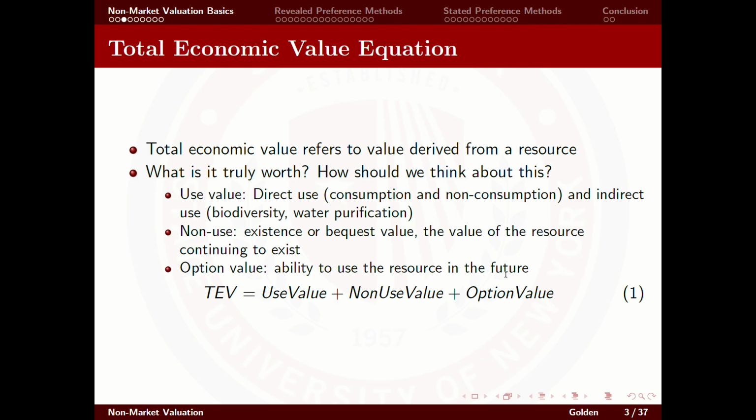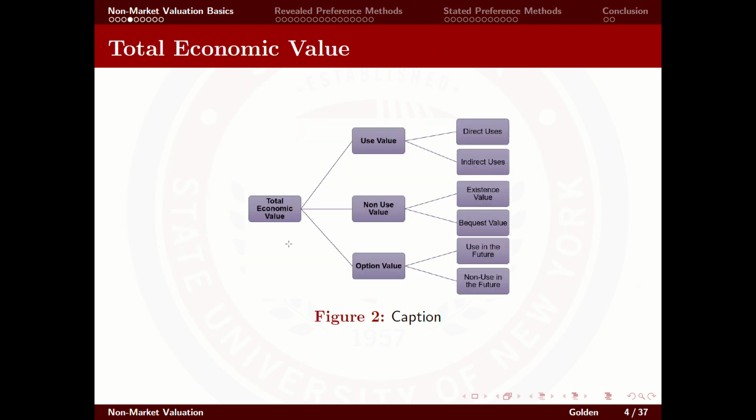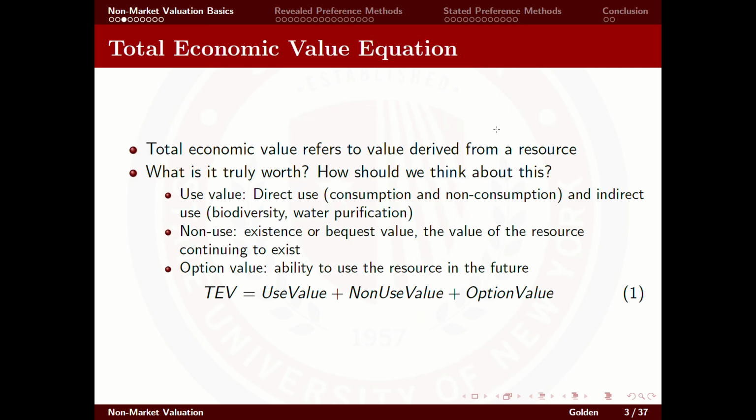So total economic value is the use value plus the non-use value plus the option value. Here's a little diagram for that: total economic value, use value, non-use value, option value. Option value, you think about use in the future. Non-use value, you think about what it is worth to have this exist, and what it is worth to pass it down. And use value, you think about direct uses, which are consumption and non-consumption. Non-consumption would be like traveling to a national park. And indirect use is maybe like I talked about with whales.